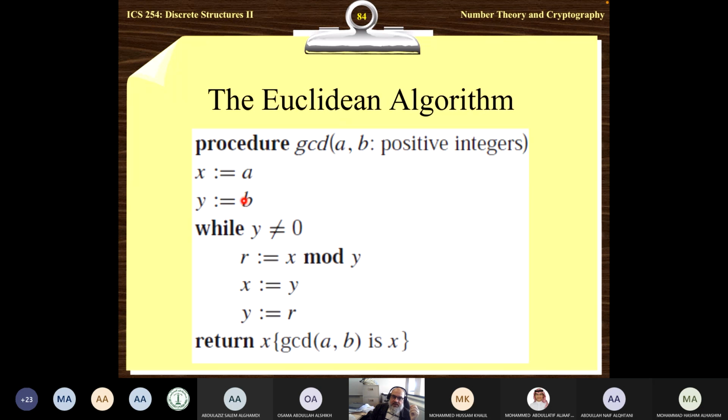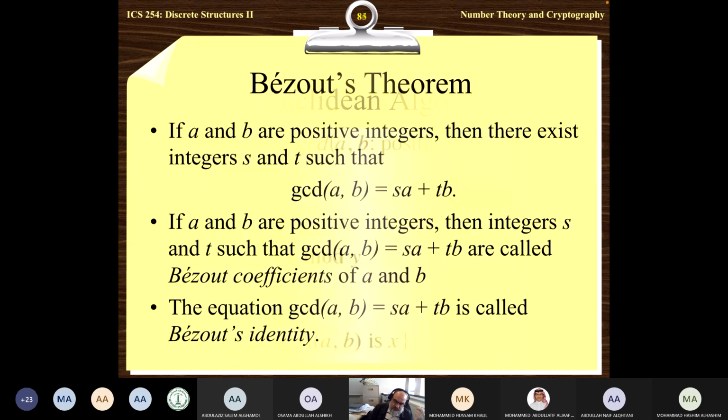So x is equal to a, y is equal to b. Find the remainder, x mod y. Make x equal y and y equal the remainder. And continue. Once y becomes equal to 0, the previous remainder becomes the greatest common divisor.